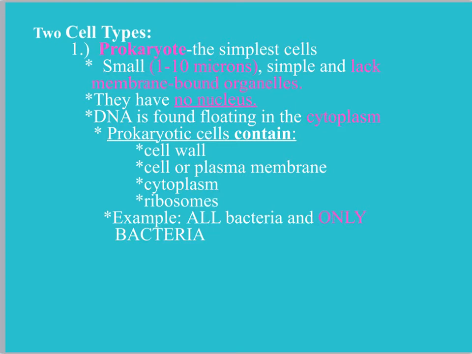The first one we're going to discuss is prokaryotic. So pro means before, and karyo means nucleus. So prokaryotic cells supposedly existed before cells had nucleuses or nuclei. These are the simplest type of cells. They are very small, much smaller than a eukaryotic cell. One of the reasons they're so small is because they're very simple. There's not a lot inside of them.